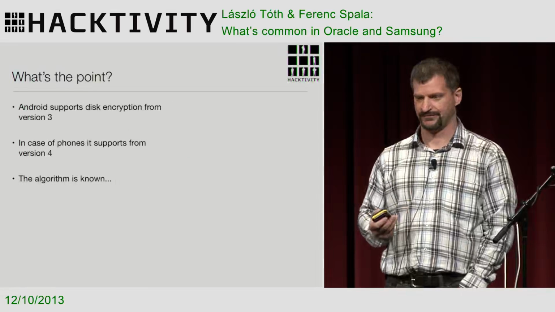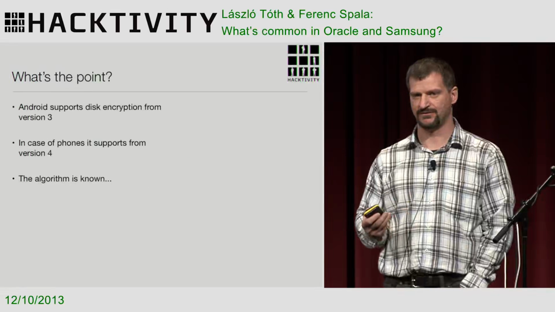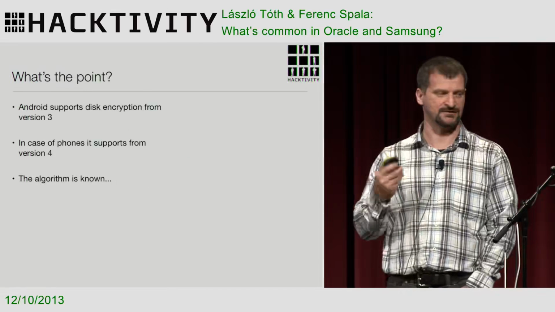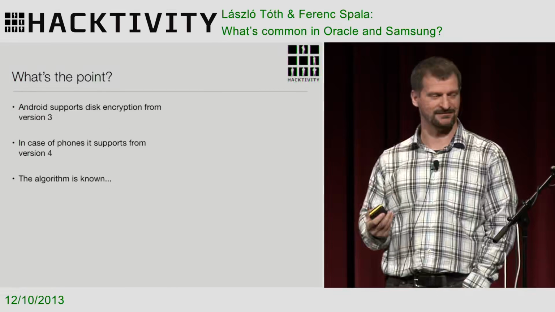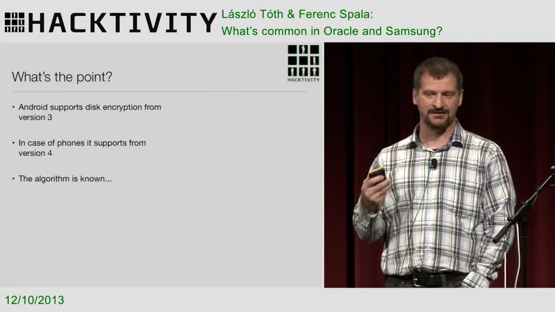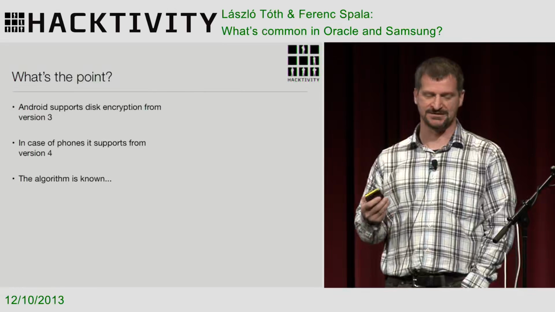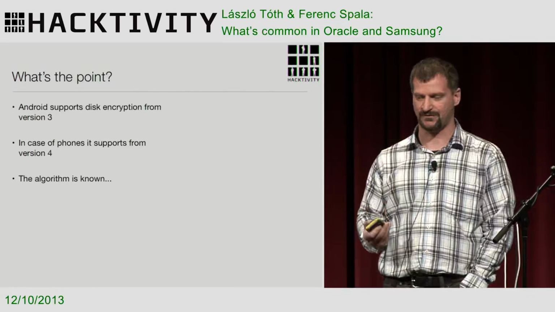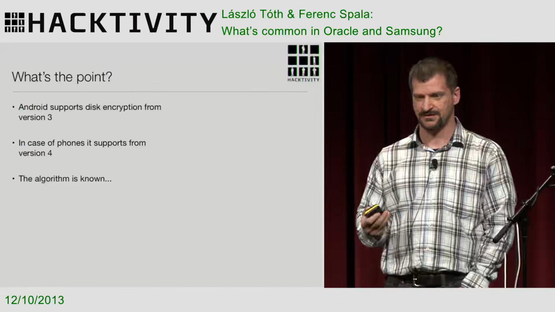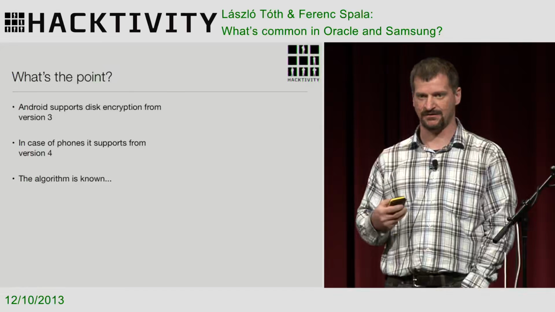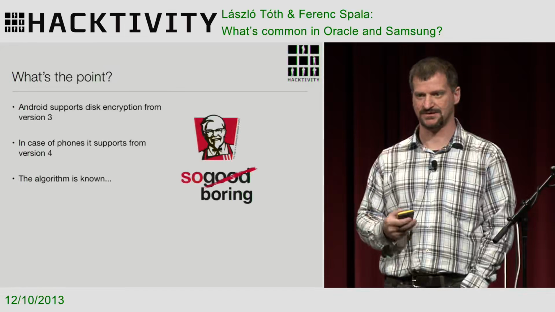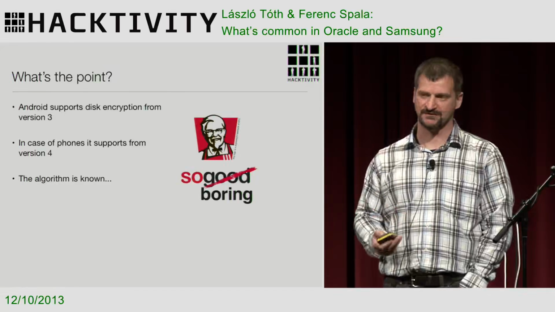But what's the point? Android supports disk encryption from version 3, which was the tablet-only version. In case of phones, Android supports disk encryption from version 4. It's open source, the algorithm is well-known, public, it has been thoroughly analyzed over and over again, boring stuff. But Samsung thinks differently.